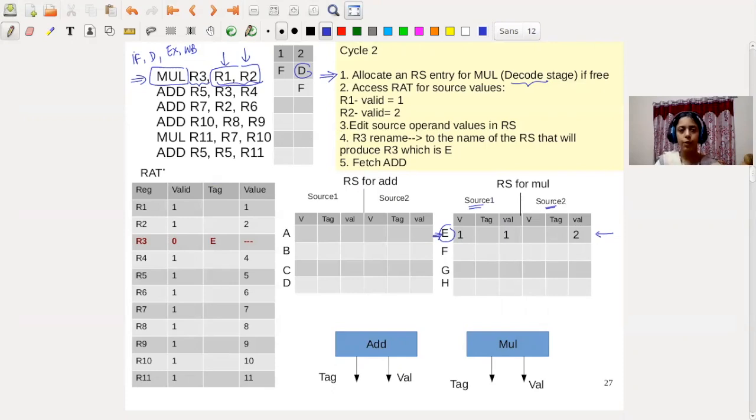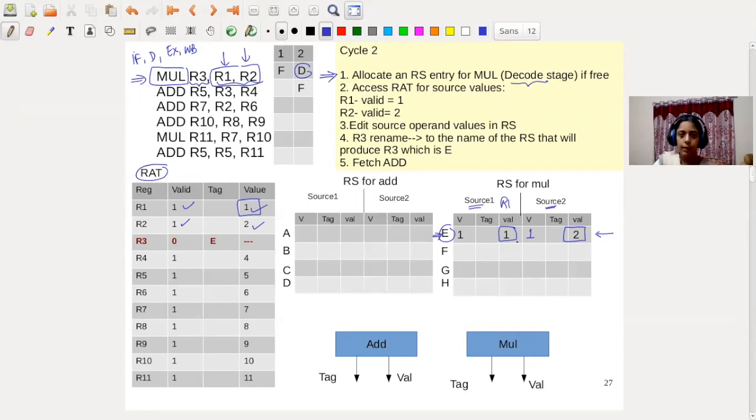It checks for those sources in the register allocation table. R1 and R2 are the sources. They are both valid and their values are 1 and 2. So those are now updated in the reservation station. The source operand R1, whose value is 1, has been read from the RAT and then updated here. Similarly, R2 has been updated here. Both of those are now valid because both operands are ready.